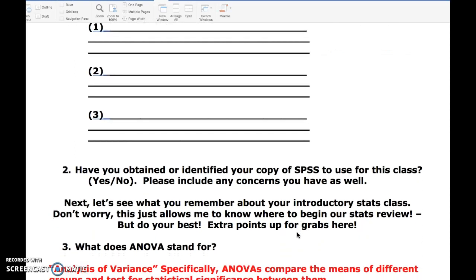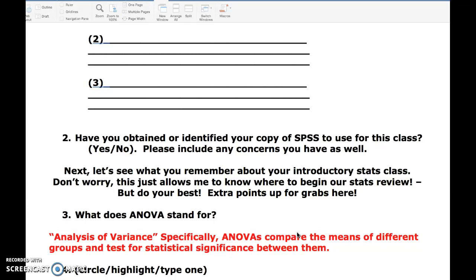All right, what do you remember? First, what does ANOVA stand for? Analysis of variance. I get some funny acronyms when people don't know. It's kind of funny. Specifically, ANOVAs compare the means of different groups and test for statistical significance between them.